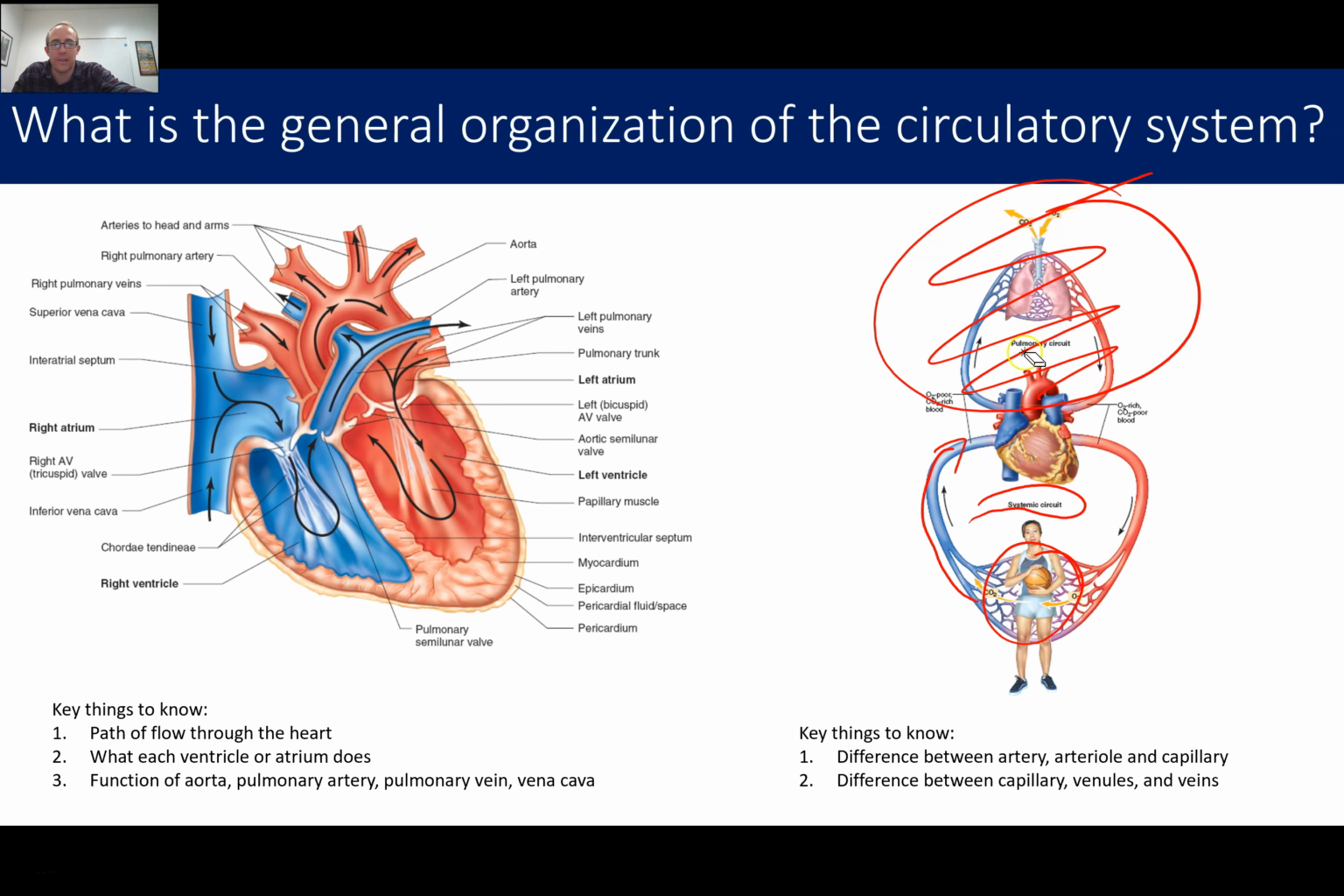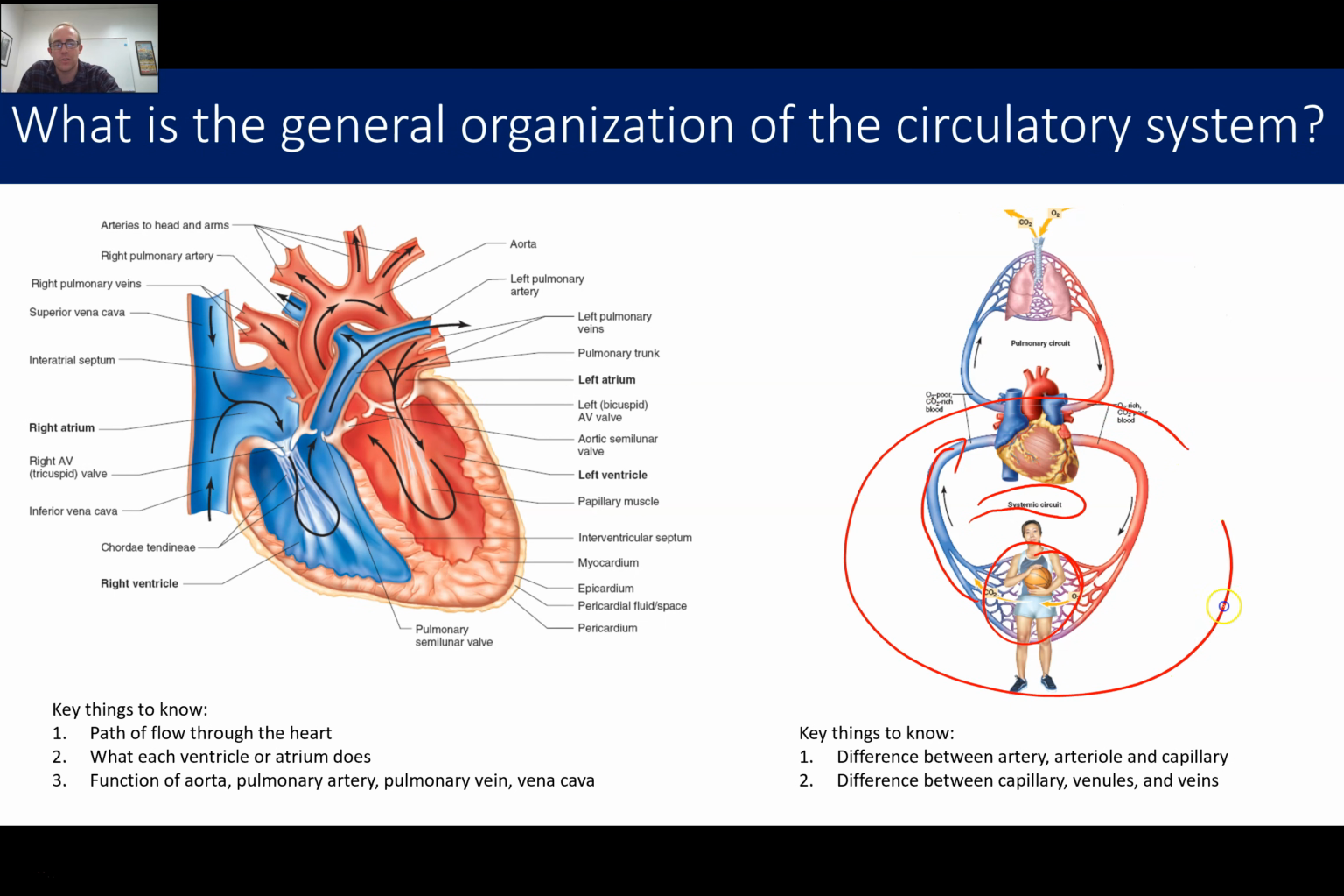In the pulmonary circuit, everything's reversed. The arteries carry deoxygenated blood, and the veins carry oxygenated blood. But for the rest of this unit, we're going to focus mostly on the systemic circuit.